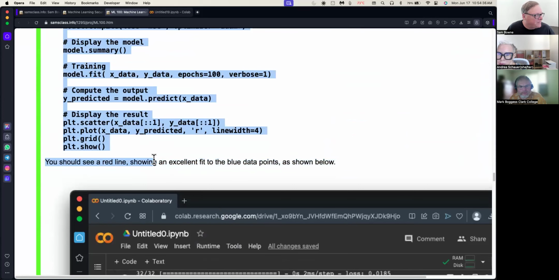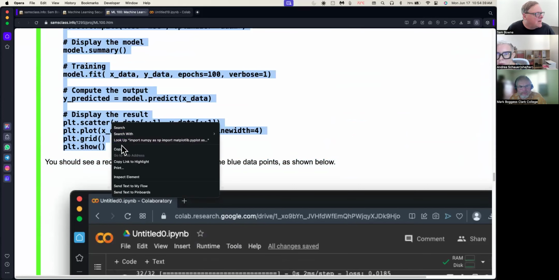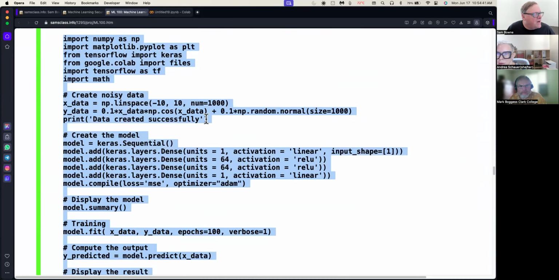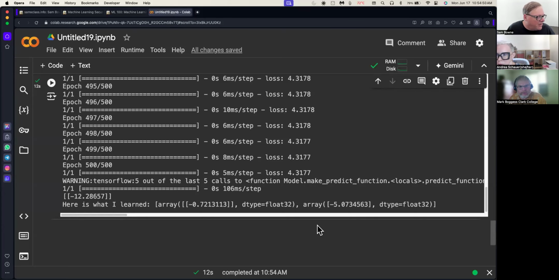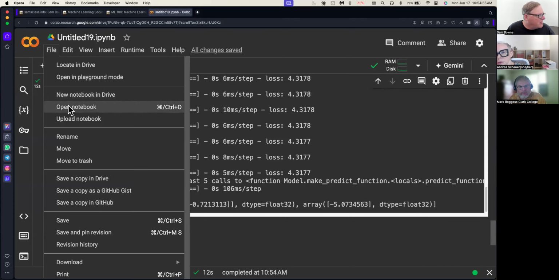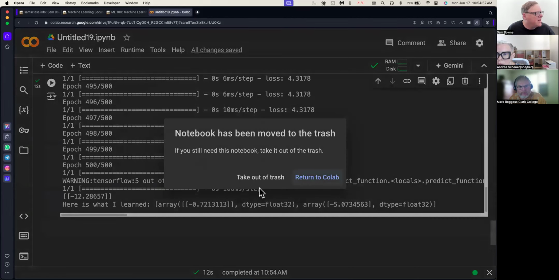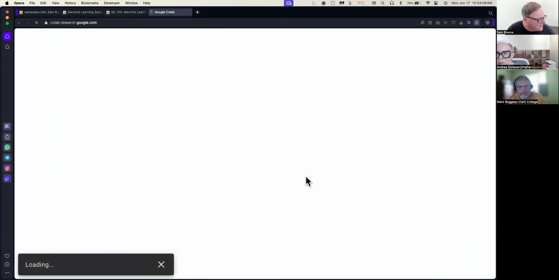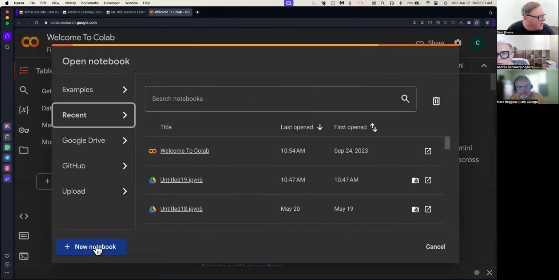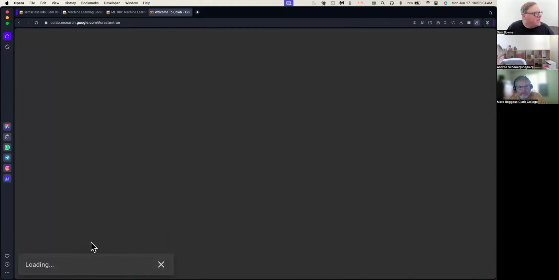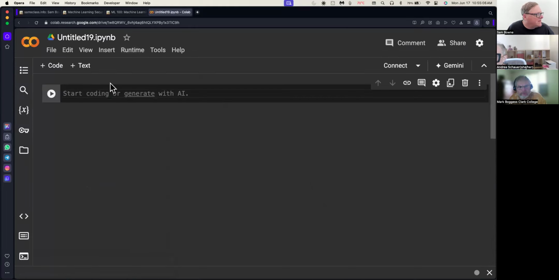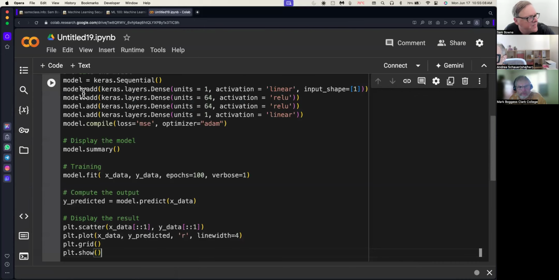So here, this is one that's going to fit a sine wave. I have cosine times 0.1 plus a random noise. And I multiply x times cosine x. So this is a curve. And I think I'll just make a new notebook here to clean off my old one. I'm going to move to trash, return, new notebook. And I got a nice clean notebook with nothing in it. And now I put in this code.